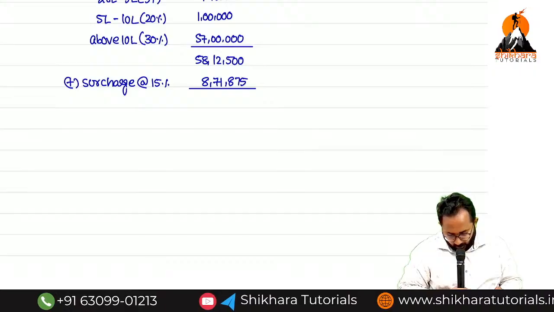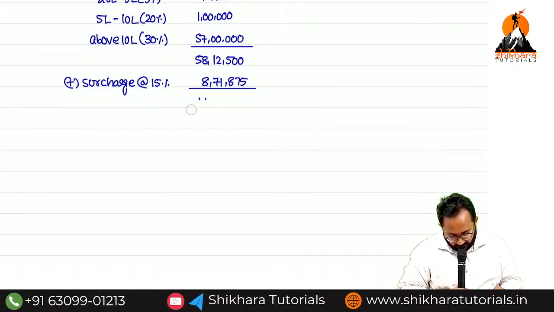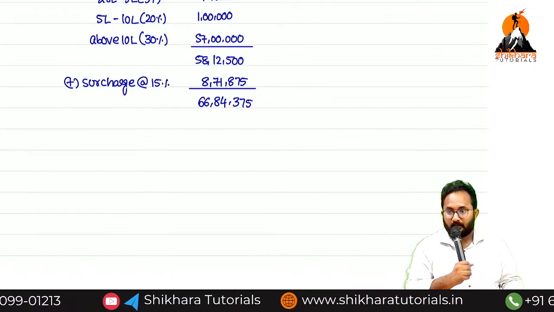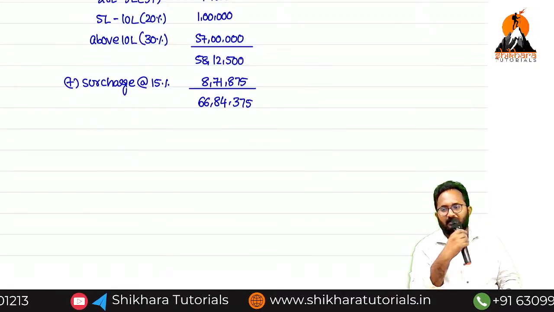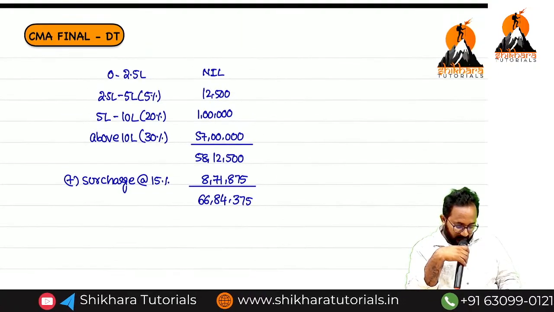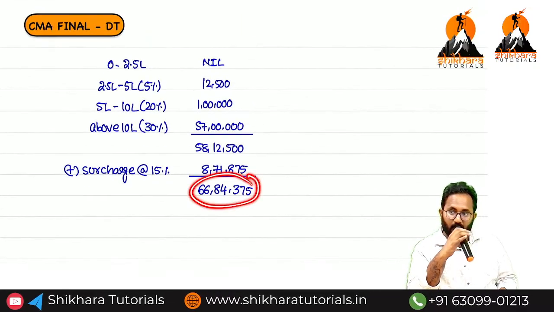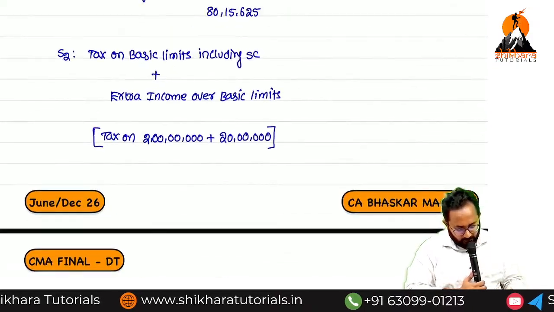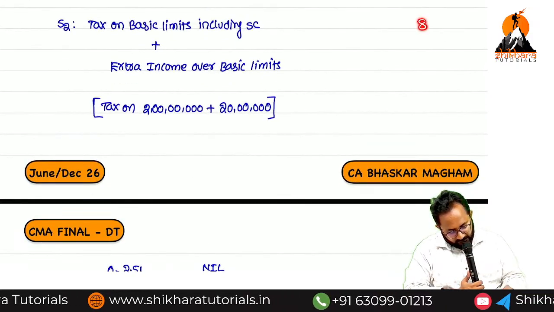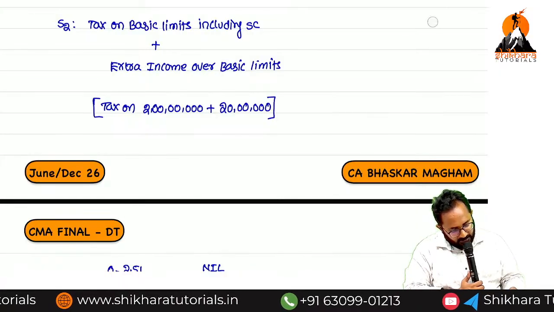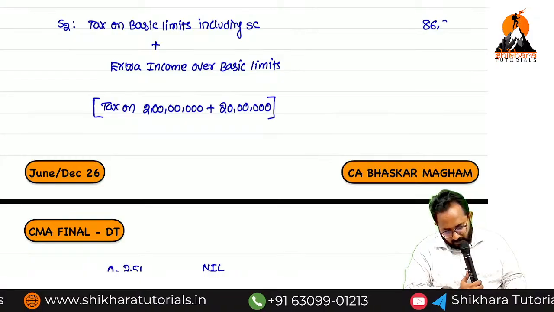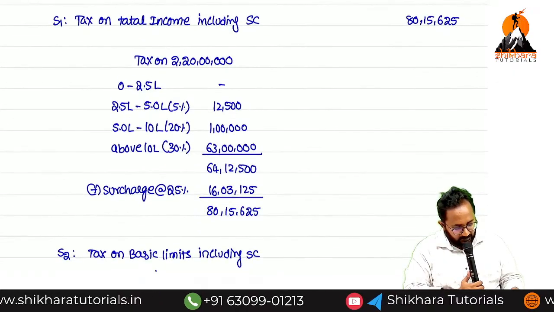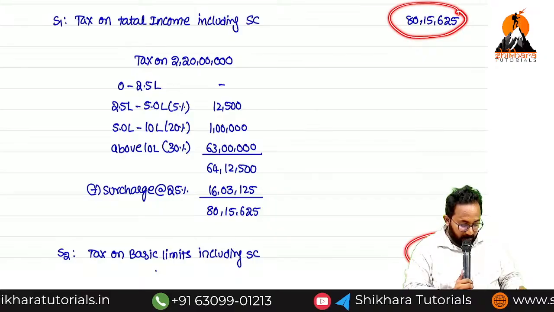Right? So now how much amount do you have? 66 lakh 84,375. Now this amount, do we directly substitute, or do we have to add 20 lakh? We have to add 20 lakh. After adding 20 lakh, what is that amount? 86 lakh 84,375. They are expecting from you just 80 lakh 15,625 only. You have the capability of how much?